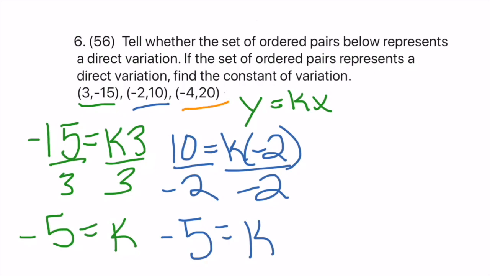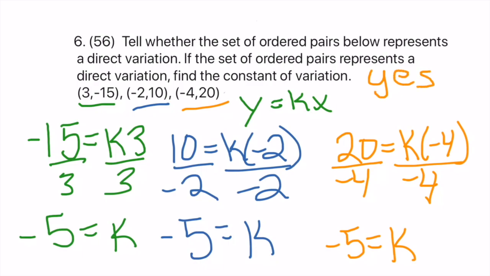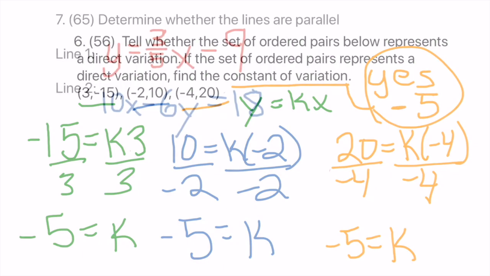And then last, we have the last one is 20 equals k times -4. Divide by -4 on both sides, and we get k equals -5. So notice that they all have the same k. So we would say that yes, this is direct variation, and the constant of variation is -5.